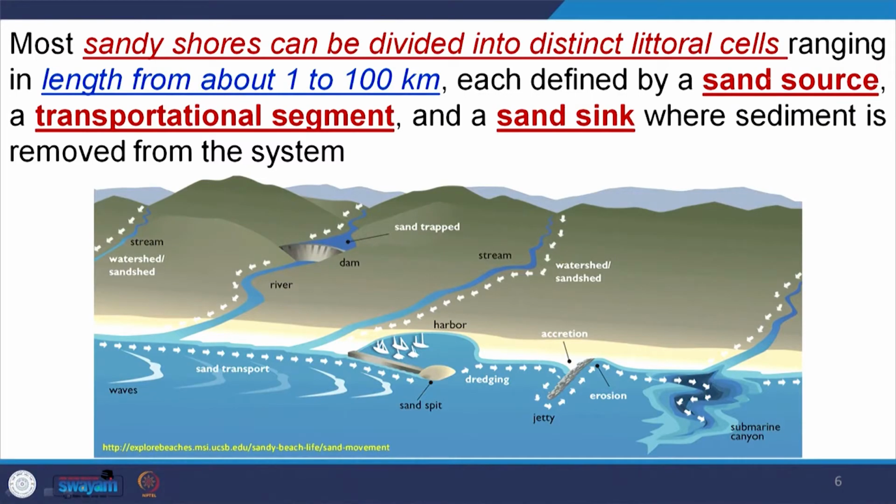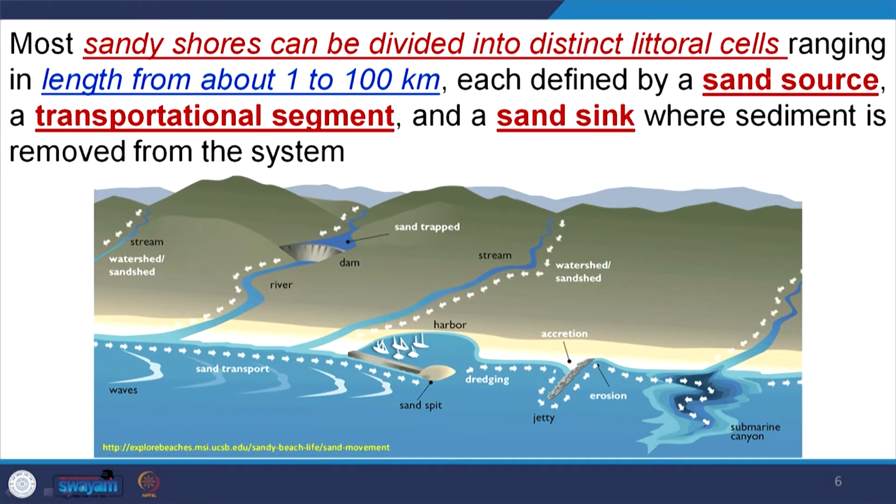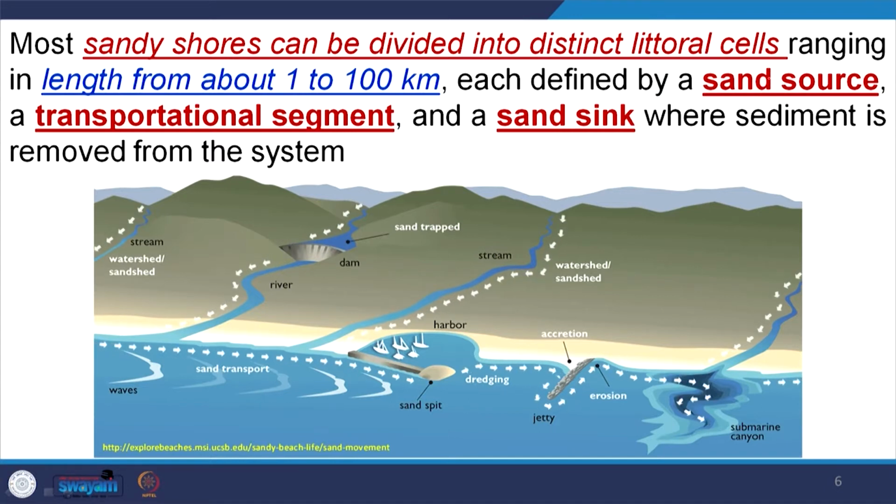Mostly, sandy shores can be divided into distinct littoral cells ranging in length from about 1 to 100 kilometer. Each is defined by a sand source, a transportational segment, and a sand sink, where sediment is removed from the system.